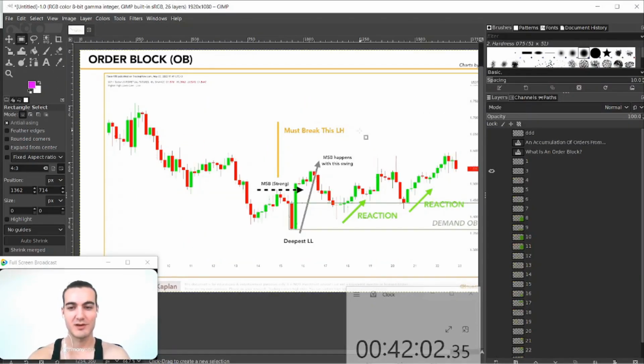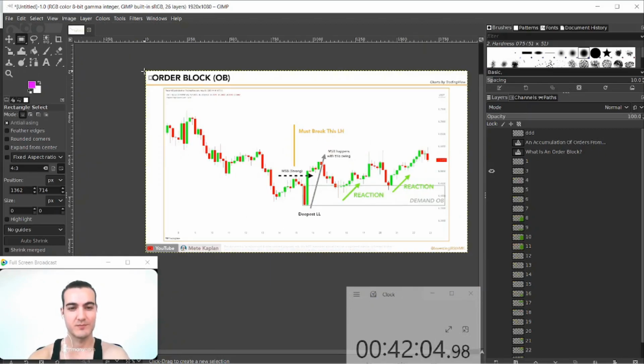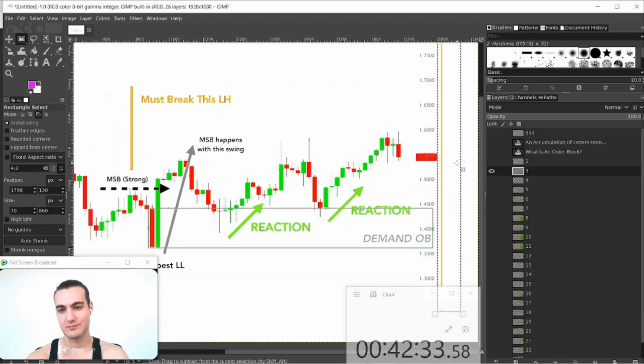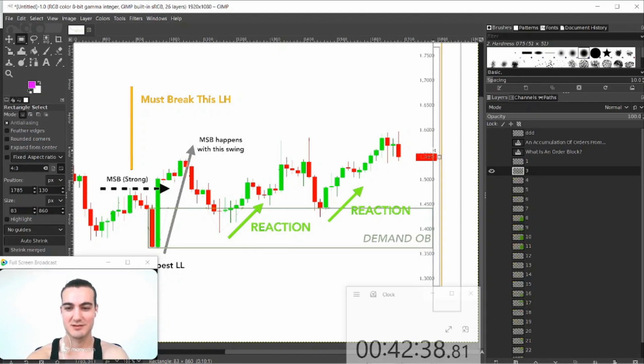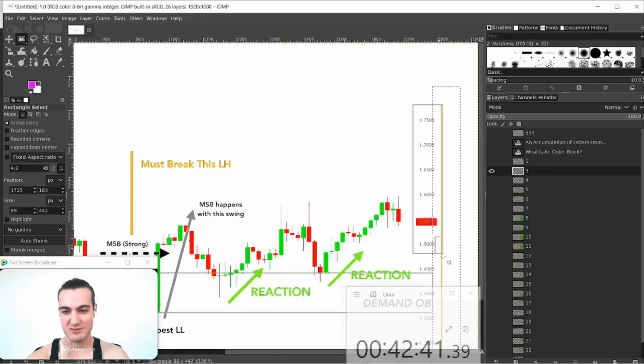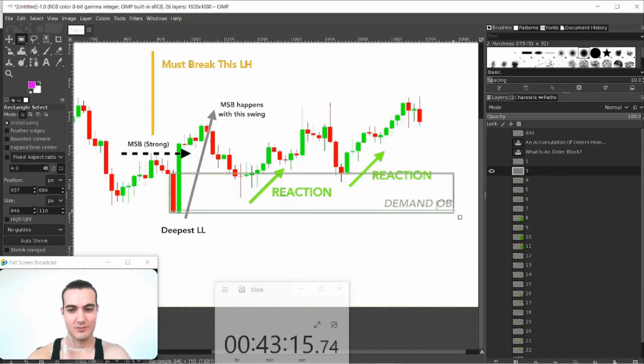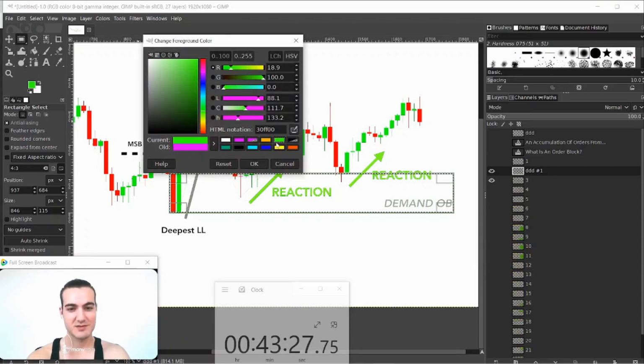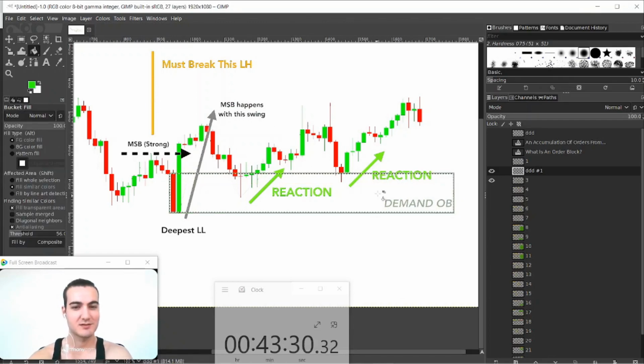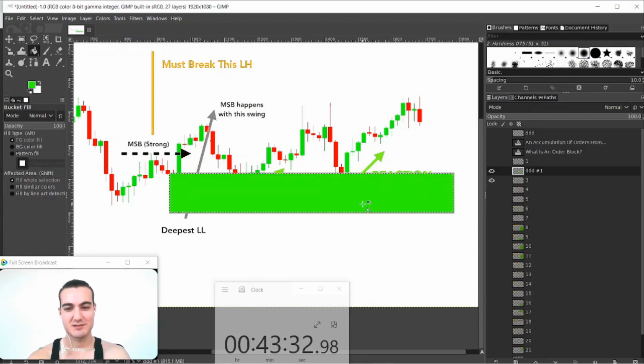Okay, so now that we know what an order block is, we're going to look at an example. And the same thing here, I'm going to remove the unnecessary information. We don't need to see exact prices to understand what's going on here. I'm going to delete these. And to make this demand order block a little bit more visible, I'm going to add a semi-transparent fill.